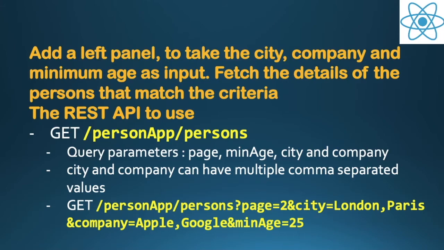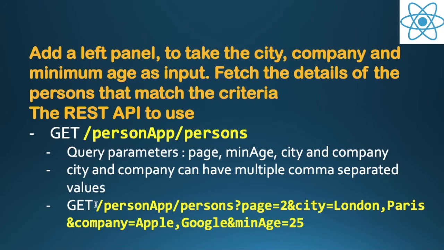Let's look at the next exercise. Add a left panel to take the city, company, and minimum age as input. Fetch the details of the persons that match the criteria. The REST API to use is GET /personapp/persons, and the query parameters it has are page, minAge, city, and company. Page, you remember, we have already used it, but now it also supports query parameters minAge, city, and company. And city and company can have multiple comma separated values.